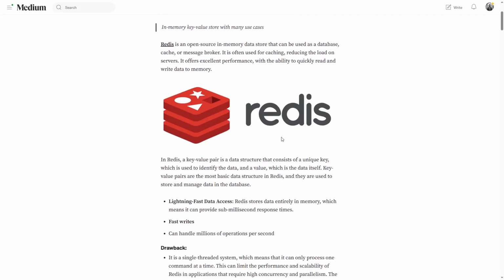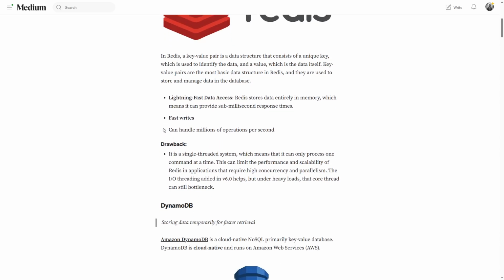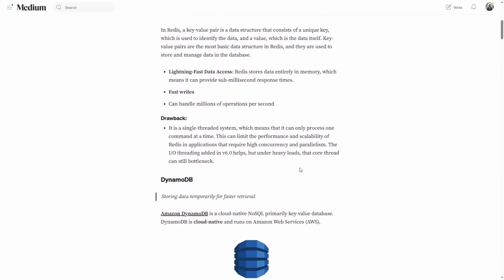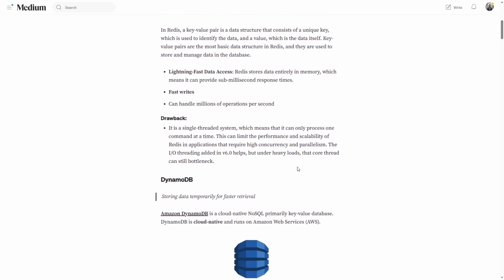So it is very fast, it is in memory, and it gives us responses sometimes in the nanosecond and even millisecond range. Writes are very fast, reads are very fast, and it can handle millions of operations per second. This is heavily used as well. It is a well battle-tested, production-ready solution for any key value requirements that we have.